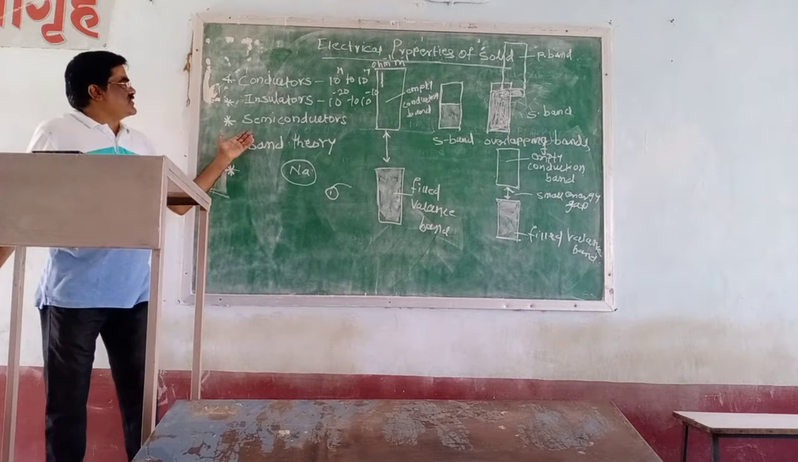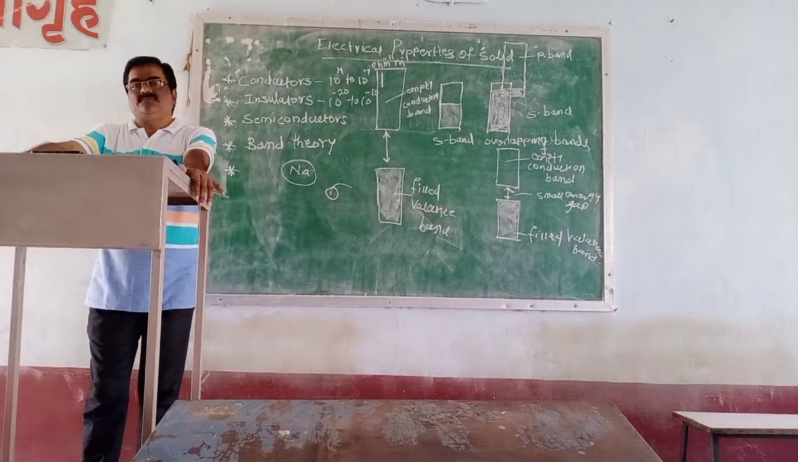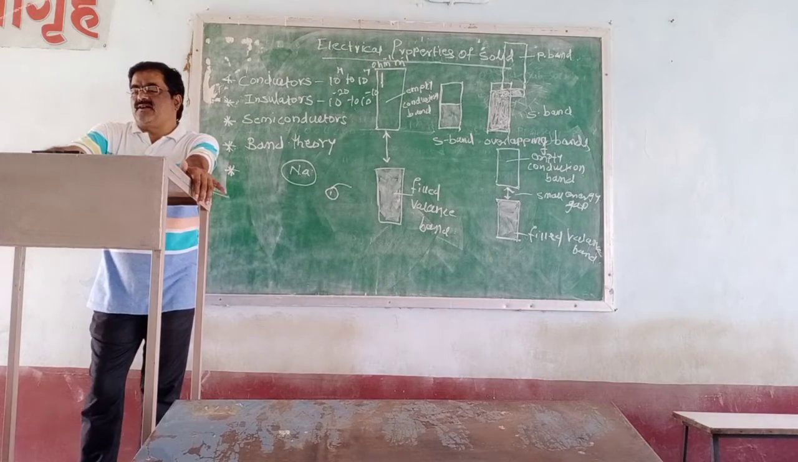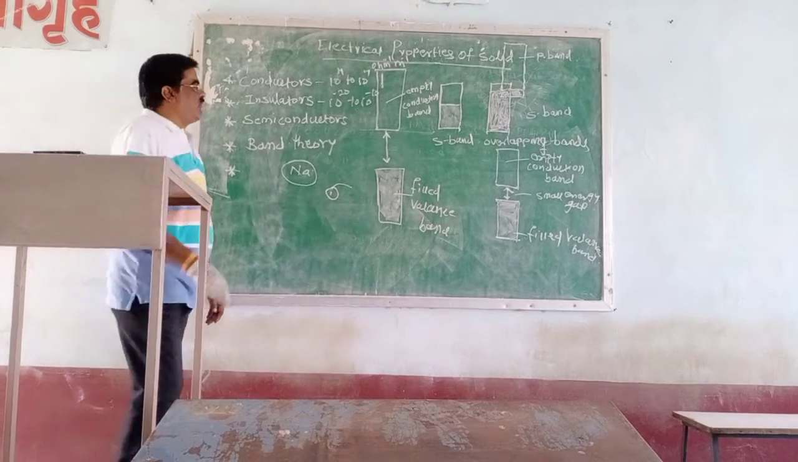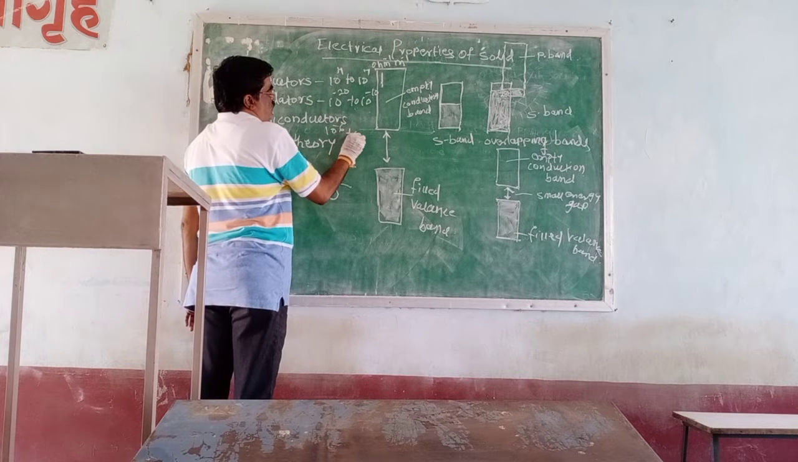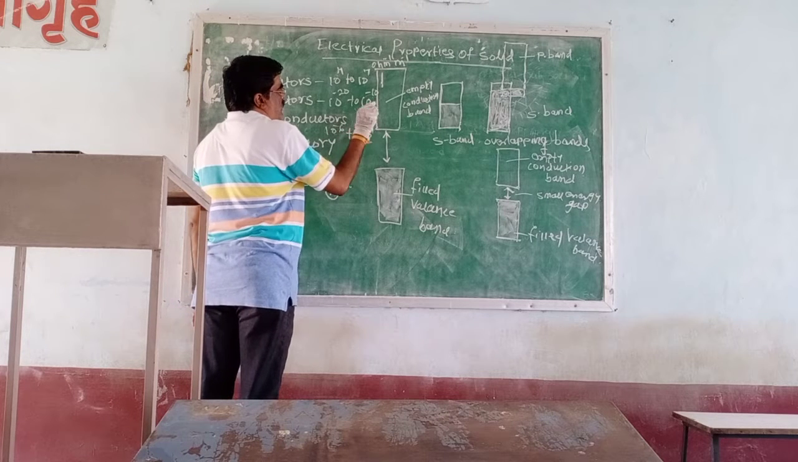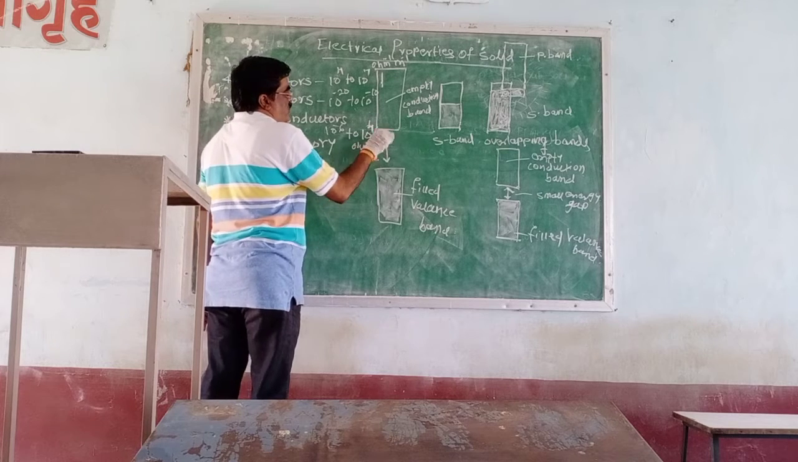Then the third one is the semiconductor. Semiconductors are the solids having electrical conductivity in the range of 10 to the power minus 6 to 10 to the power 4 ohm per meter.